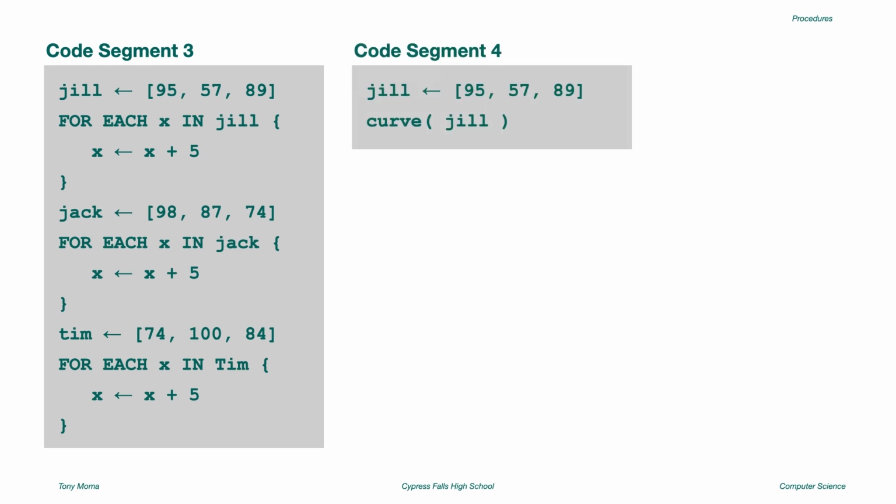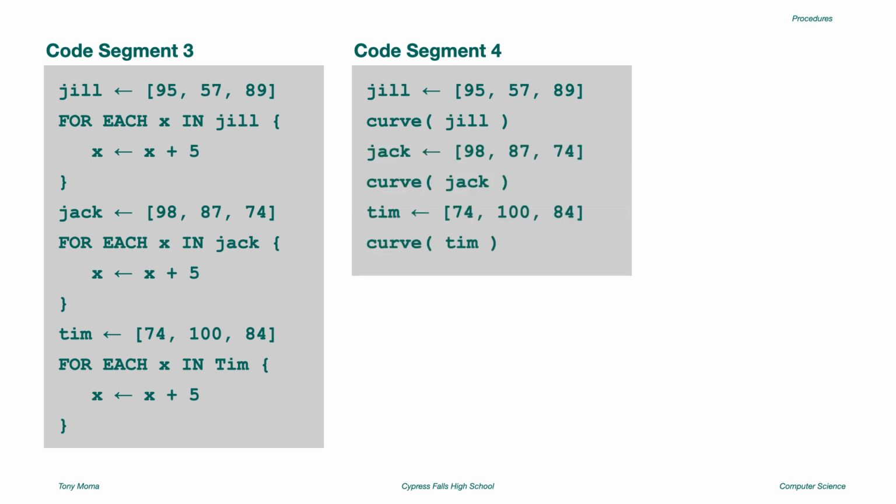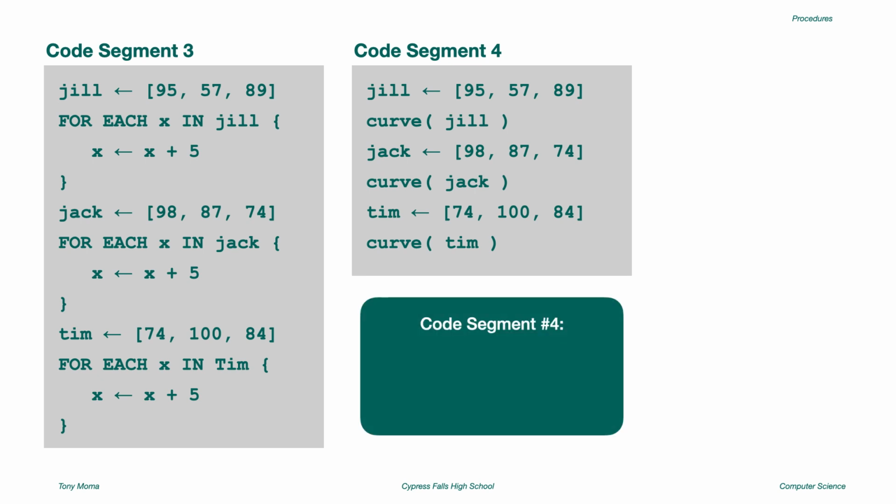Now consider code segment 4, where we do this exact same thing, but instead of using a for each loop, we simply call upon a procedure named curve, which does the curving for us. We then do the same for Jack's grades, and then the same for Tim's grades. If you were tasked with curving the scores for several students, which approach would you rather use? The approach used in code segment 3 or the approach used in code segment 4? More than likely, you'd rather use the approach used in code segment 4. Not only is it easier to remember and easier to read, but it's also more concise.